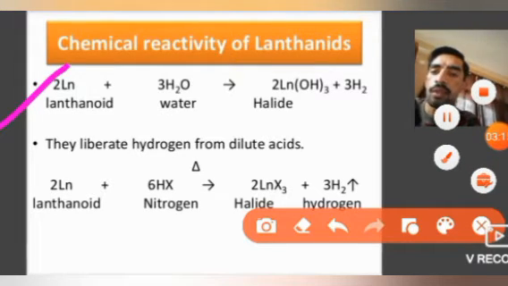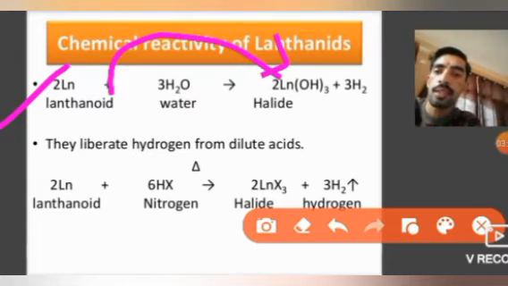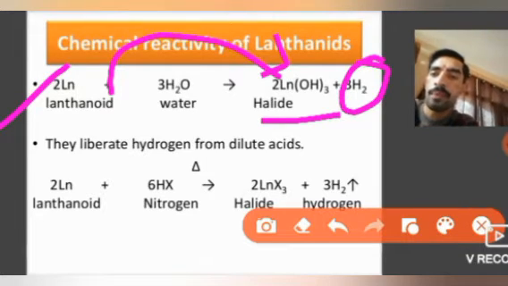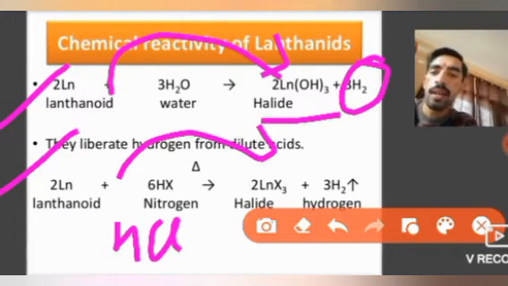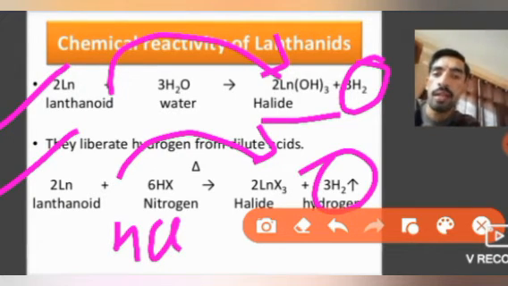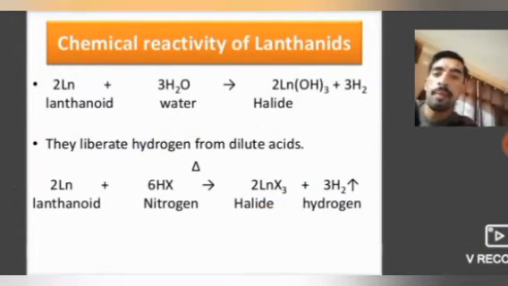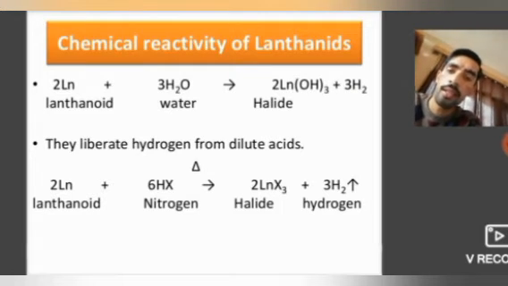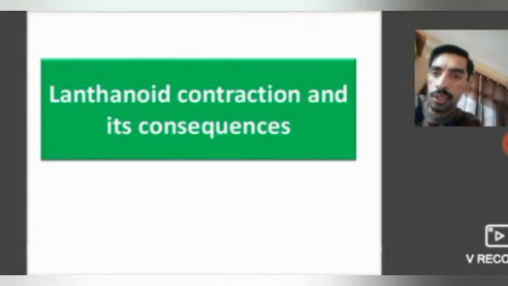If it reacts with water, it will give hydroxide. You can see it here. It liberates hydrogen when we react it with dilute acid, HCl or something. So it will give halide and produce hydrogen gas like other metals. When a metal reacts with acid, it again produces hydrogen gas.